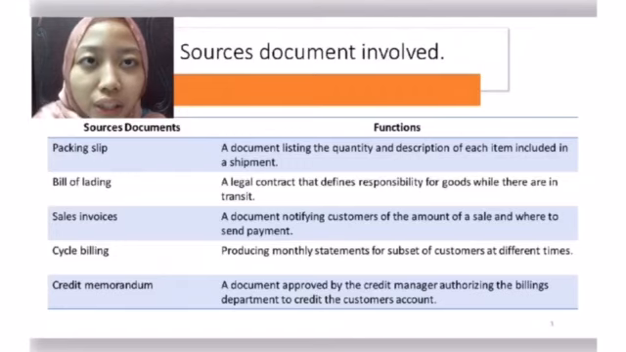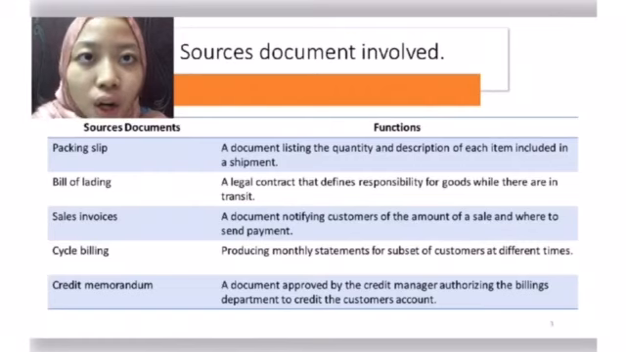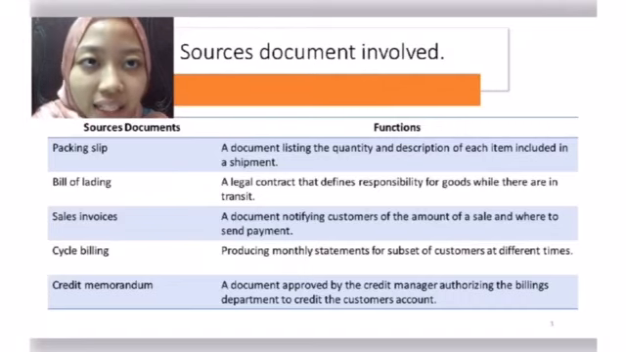Sources of documents involved in the revenue cycle. First is the packing slip. The function of the packing slip is a document listing the quantity and descriptions of each item included in a shipment. Second is the bill of lading. The function of the bill of lading is a legal contract that defines responsibility for goods while they are in transit.